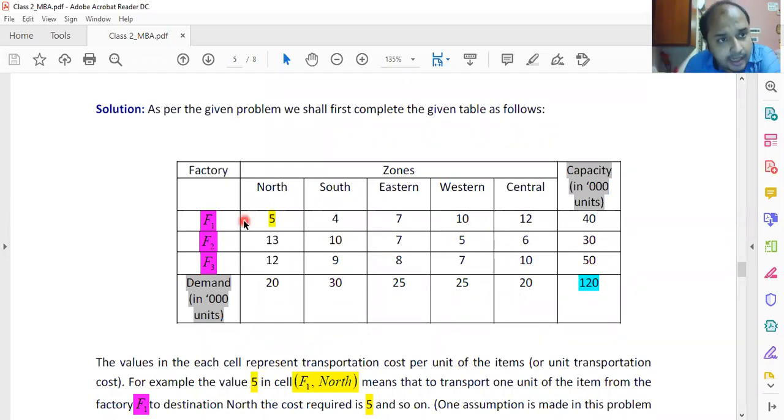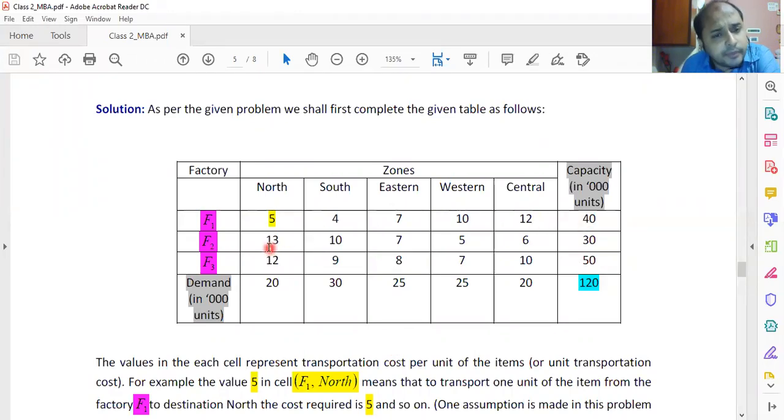Similarly, there are some factory constraints. What are these? If we add the terms x11 plus x12 plus x13 plus x14 plus x15, that must add to 40. x21, x22, x23, x24, x25, when added together, must add to 30. x31 plus x32 plus x33 plus x34 plus x35, when added together, must add to 50. So these are called capacity constraints, and these are called destination constraints.